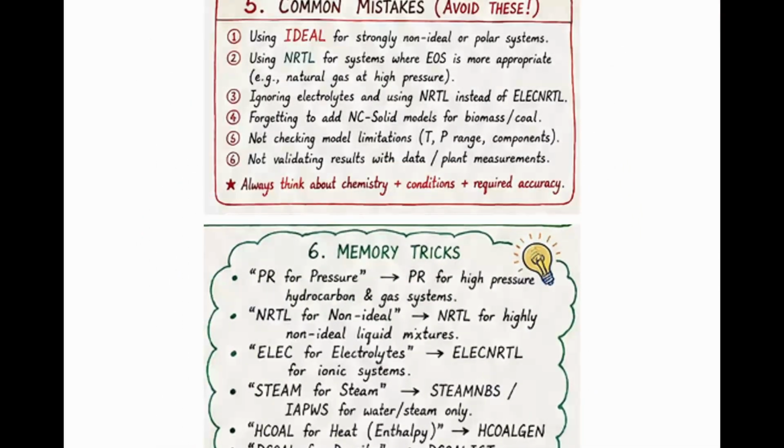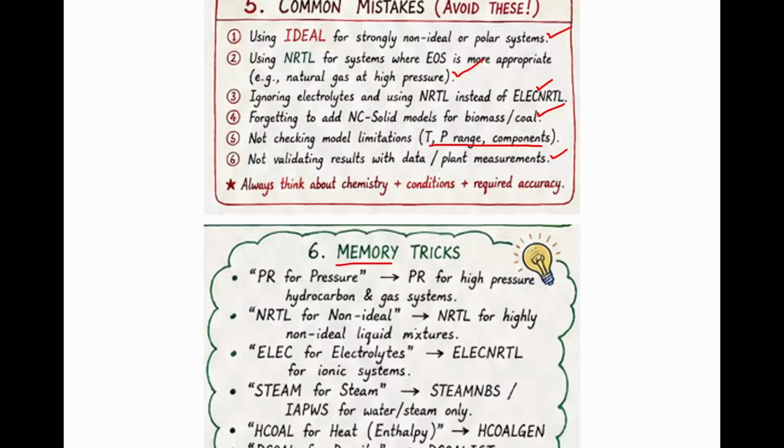Now the common mistakes which you should avoid while studying or solving: you should not use ideal for strongly non-ideal or polar systems, when an equation of state is more appropriate, using NRTL or vice versa, ignoring electrolytes and using NRTL instead of electrolyte NRTL. If there are solids involved in the system, then forgetting to add NC solid models for biomass, coal. NC means non-conventional. Not checking model limitations, temperature, pressure, range, components, and not validating results with plant data or measurement. Always think about chemistry, conditions, and required accuracy.